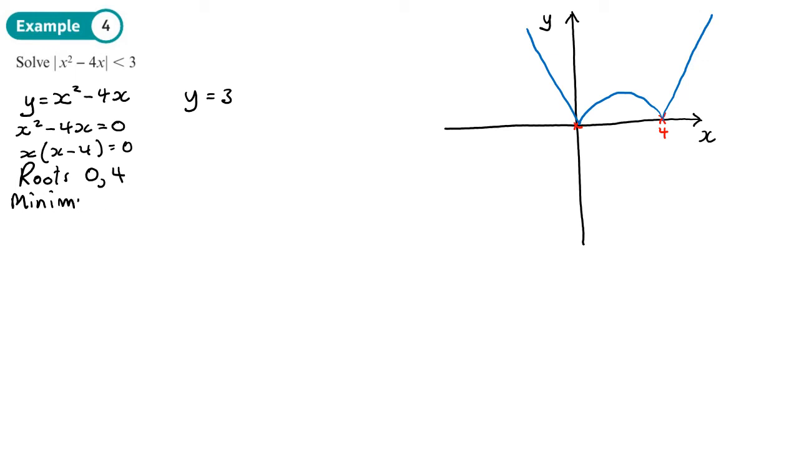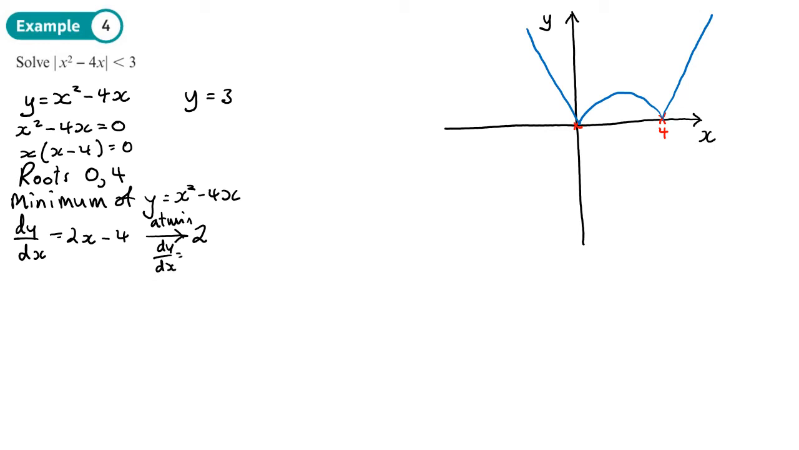I'm having real trouble writing minimum. Minimum of y equals x squared minus 4x. So if I use differentiation, dy/dx equals 2x minus 4. So at the minimum, dy/dx equals 0. So you get 2x minus 4 equals 0, which gives you x equals 2. So that minimum is at an x coordinate of 2.